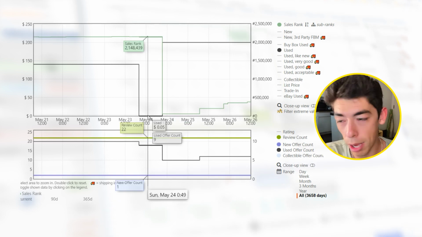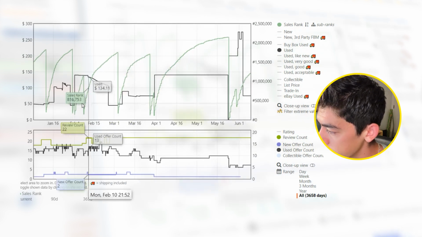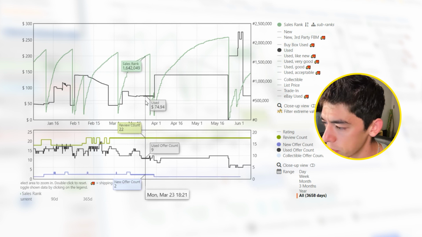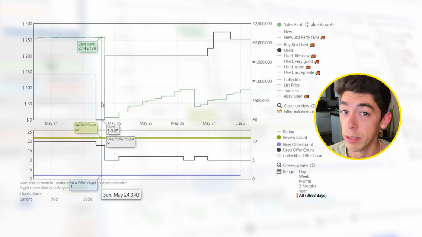And that would have been an absolutely insane pickup, considering that you had sales rank data showing this book was selling for over $40, even over $70. Boom, price of this dropped down to 5 cents. Whoever picked up that copy made a lot of money, right?